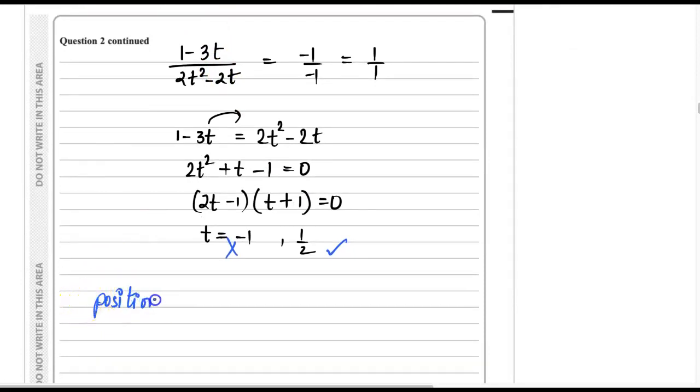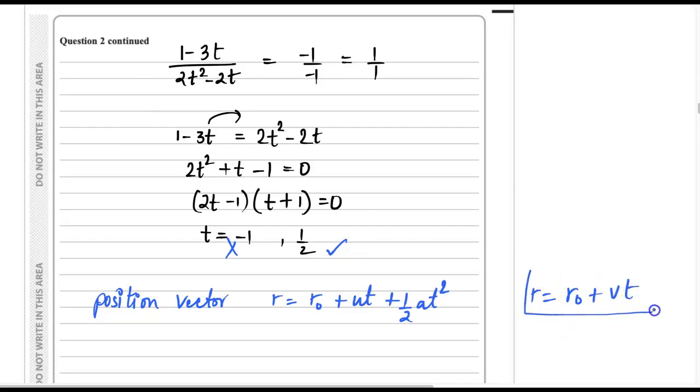Position vector would be r equals r naught plus ut plus half at squared, right? This is when the object is accelerating, and r equals r naught plus ut or vt, whatever you say, that would be when acceleration is 0. That means the object is moving with constant velocity.